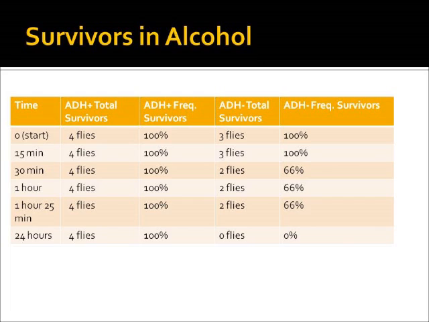This table shows the flies which were put into an alcoholic environment. As you can see, the ADH plus flies had no deaths in this test. It's 100% frequency of survivors. However, the ADH minus flies started off at 100%, and at the 30-minute period dropped to 66% because one fly died. Then at the 24-hour period, we have 0% alive because all flies were dead. There were no survivors.